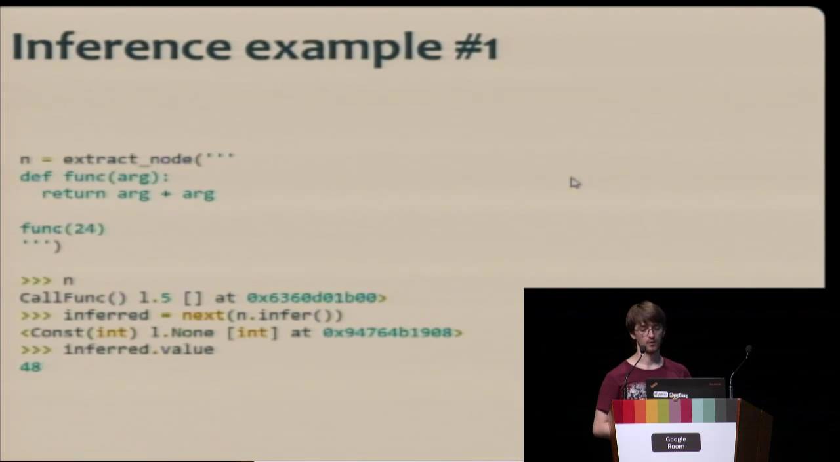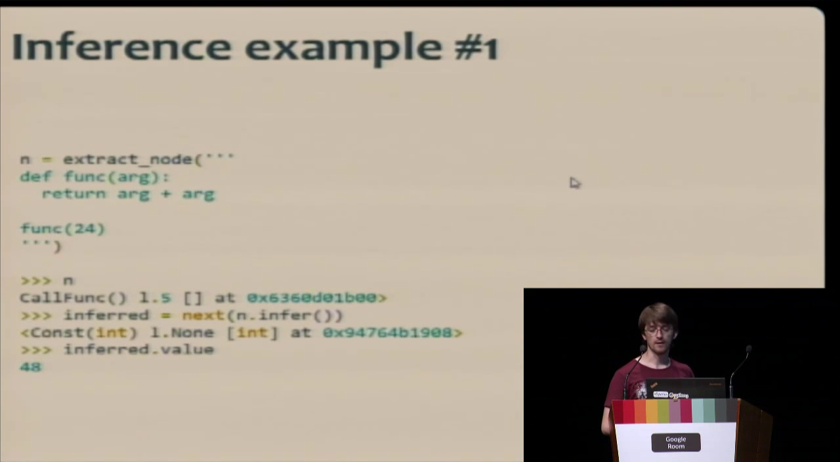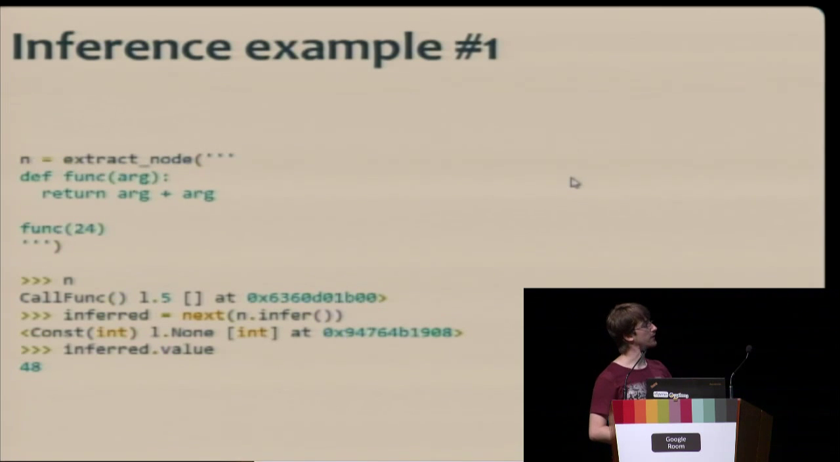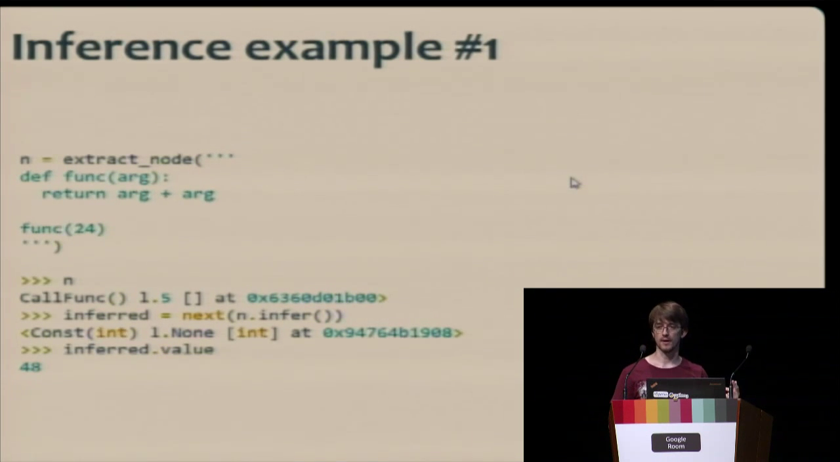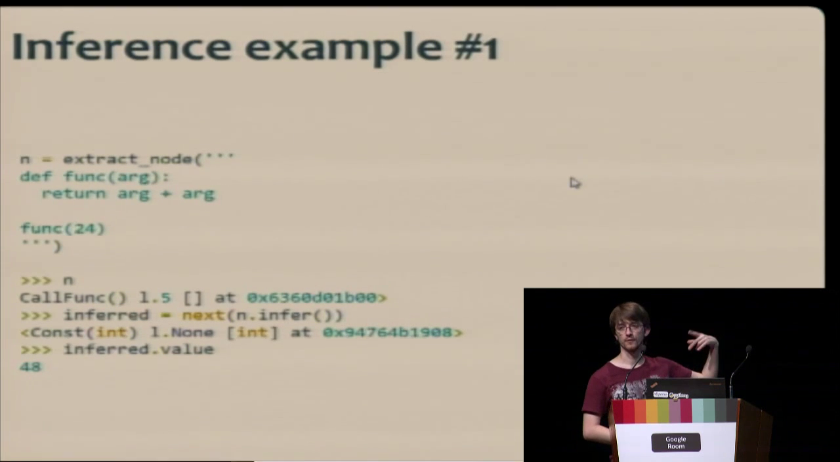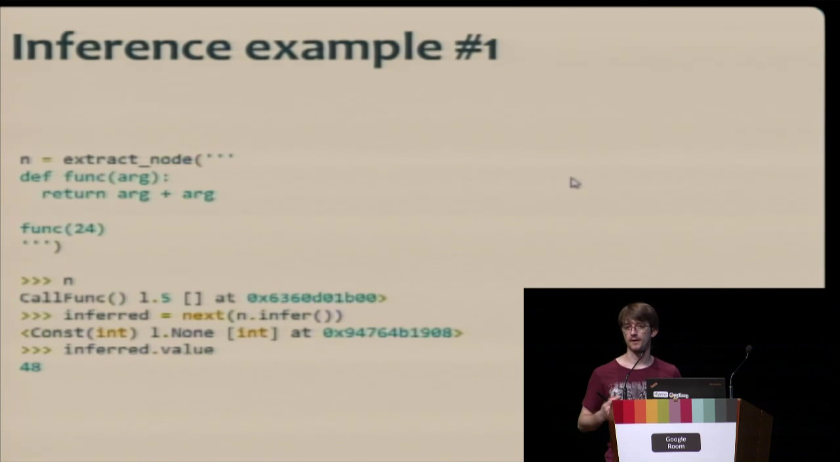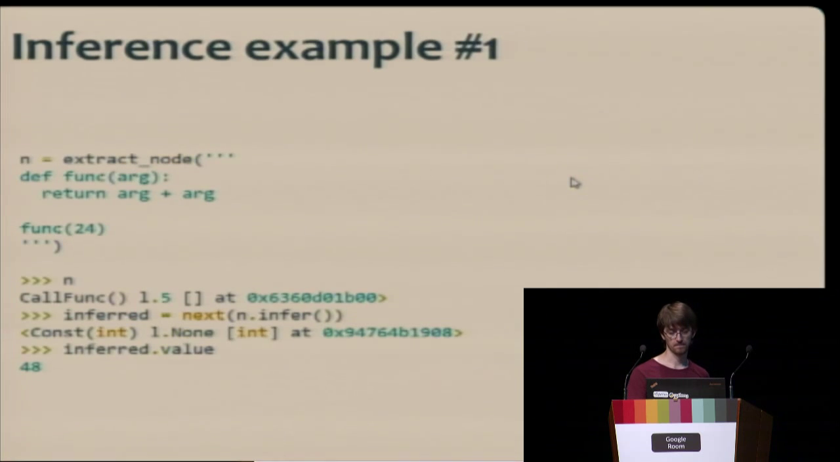Right. And in this particular example, we have a function which adds two values, the arguments. And as you can see in this particular case, when inferring what this function actually returns, in fact, when inferring the result of the function call, Asteroid knows that it's 48, because 24 plus 24 is 48. Yep.